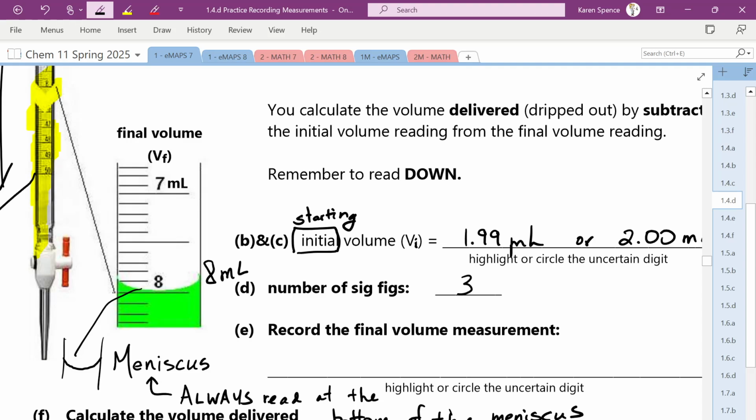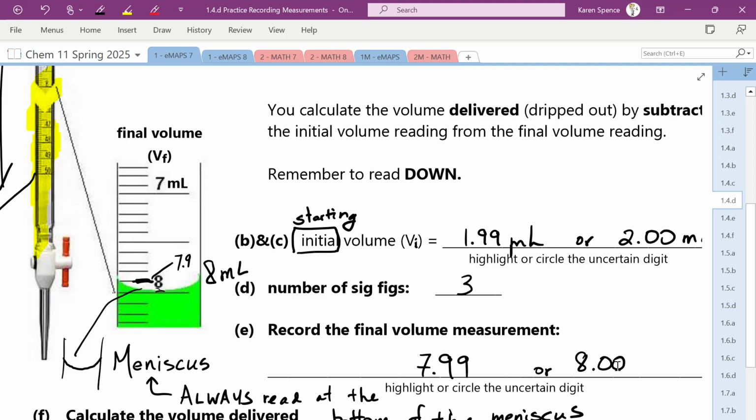According to that, what would we measure our final volume as here? It could be 7.9? Not 7.9, because 7.9 would be right here. 7.99? Or we could say 8.00. It could be 8.00 plus or minus 0.01.